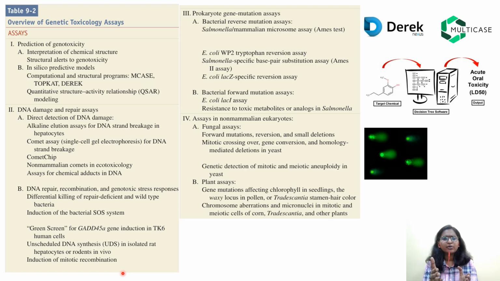So table 9.2, maybe 2 pages is there in the lesson. We'll try to remember as much as we can. At least some of the important 5 to 6 assays we will remember, so that at the time of the exam it will be very easy for us to identify the options and select the right option.